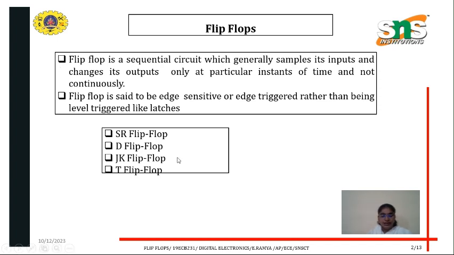So in this slide we have the types of flip-flop: SR flip-flop, set and reset flip-flop, D flip-flop, a defined delay flip-flop, JK flip-flop, and a T flip-flop. T means toggle flip-flop.